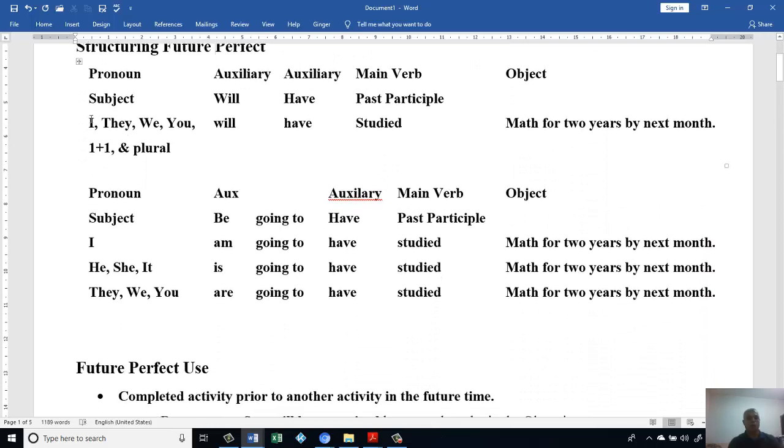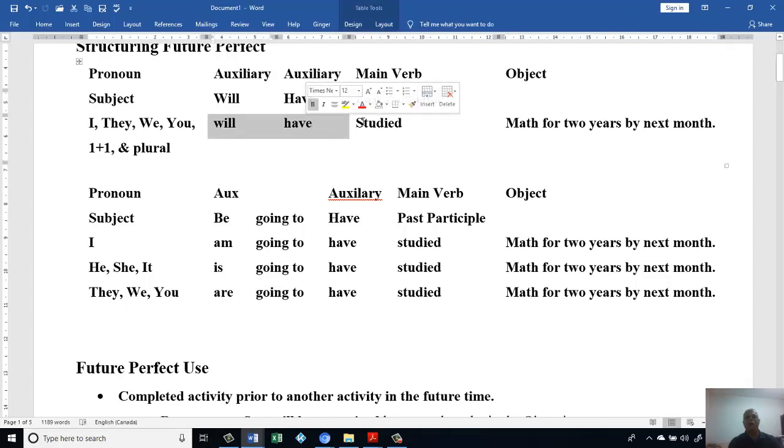We have the subject: I, they, we, you, and then he, she, it, or any plural subject. We use will. Then have, then studied. Because after any modal verb, we have to use the root of the verb, which here is have. Then we have to make it perfect time, so we use have plus the past participle.